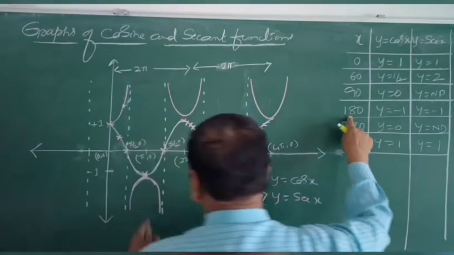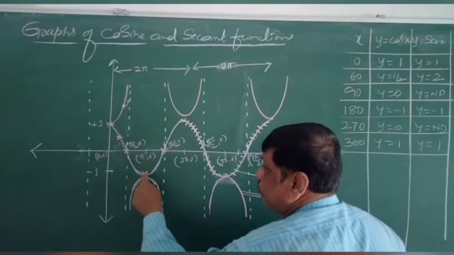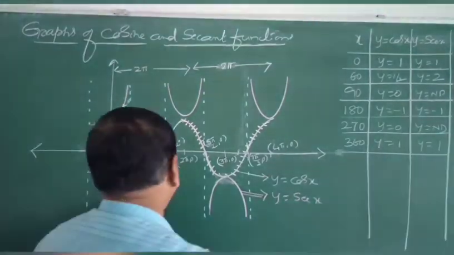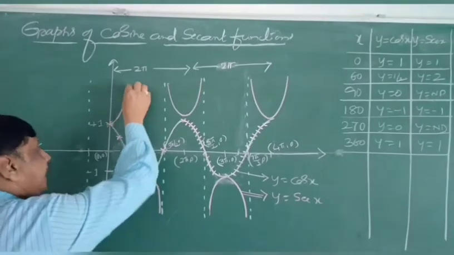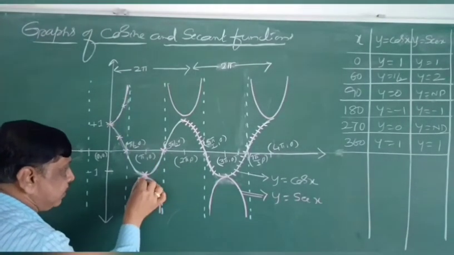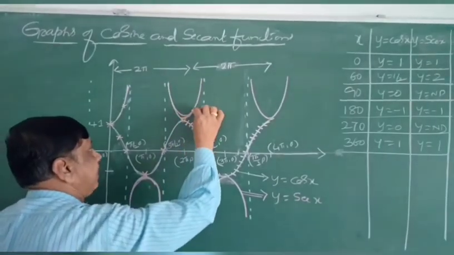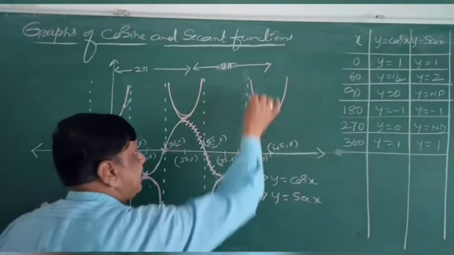Next, when x equals 180 degree, it is minus 1. It comes below the x-axis. So this is the point. And next again, so here these are the points. After joining all these points, we get the shape of the secant x.